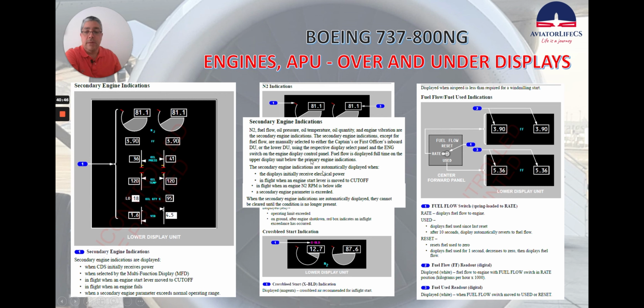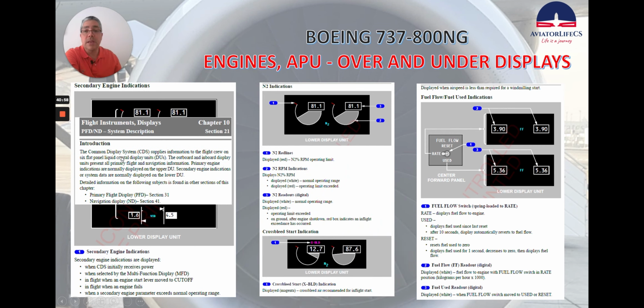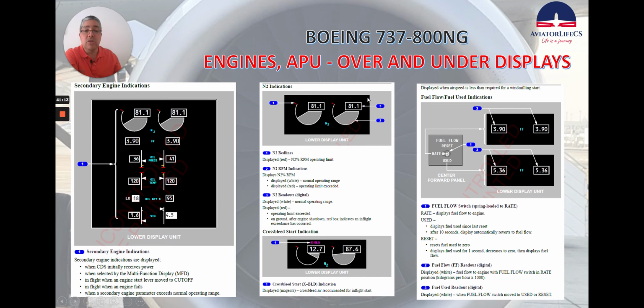So what we just read here is what we have here, basically. The only thing I just want to clarify here, when they mention CDS, the CDS is the Common Display System, which supplies information to the flight crew on 6 flat panel liquid crystal display units. So that's a CDS. If we have the N2 indications here, number one is the N2 red line, displayed red, N2% RPM operating limit. Number two is the N2 RPM indications right there.